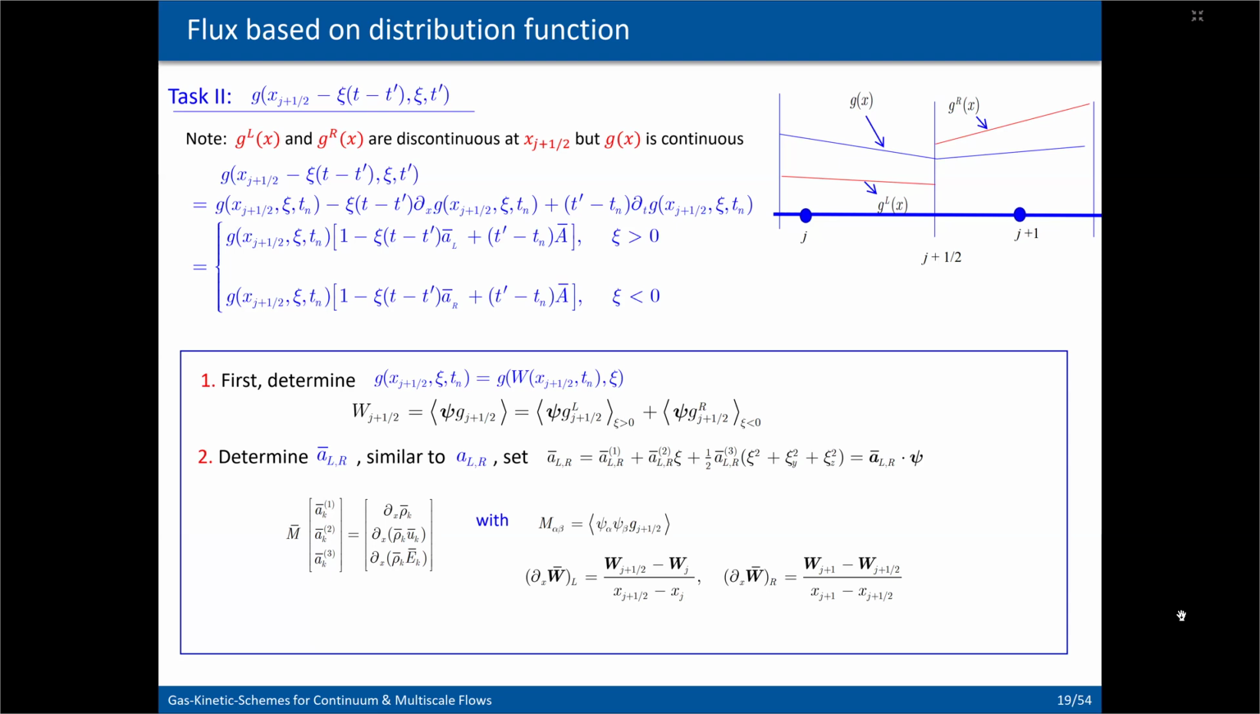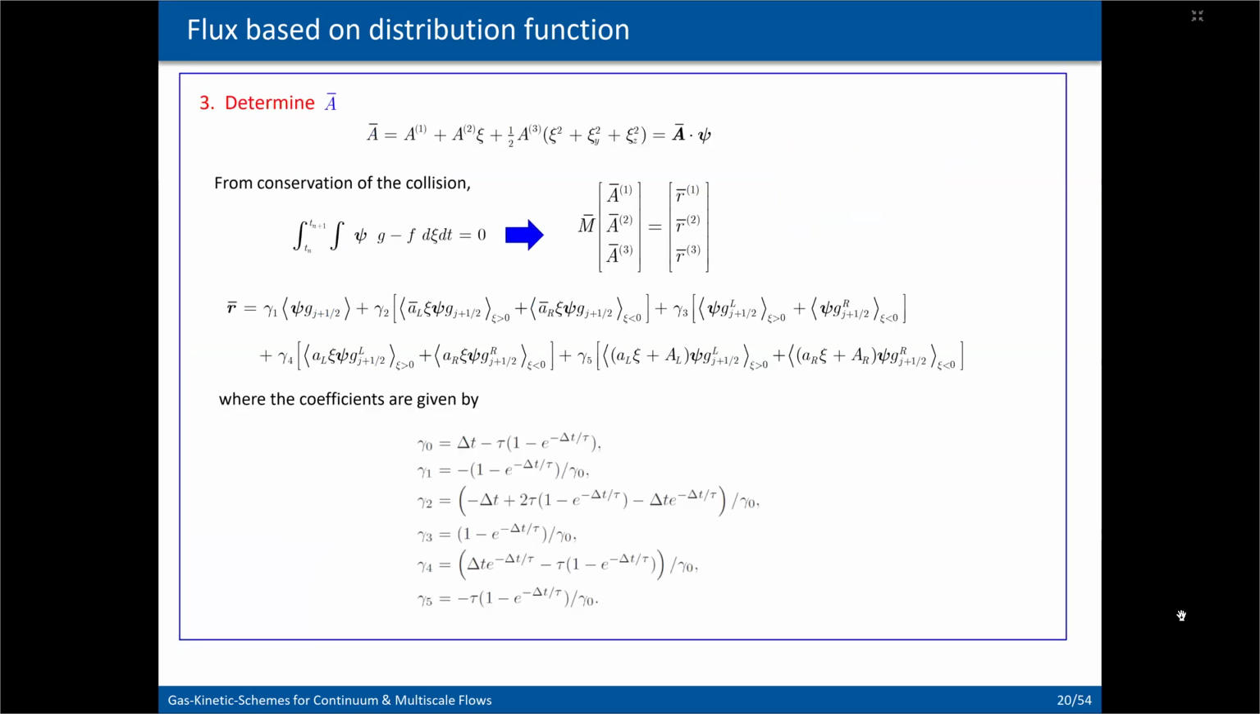The construction of these parameters also follows similar procedures. The first one is we obtain the hydrodynamic variables at the cell interface from the previous reconstructions GL and GR. And then by solving the moment system, we can obtain the expressions of the slope. And then we can obtain the time derivative, and by solving another linear system, we can see that the expression is very complicated and contains many parameters.